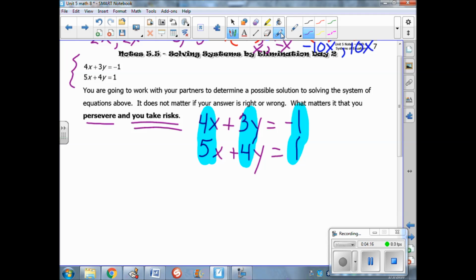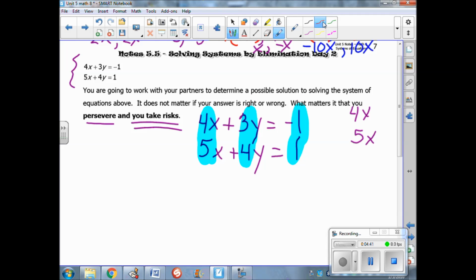So I think I'm going to make a decision, and I'm going to say, let's get rid of the x's. You can decide to get rid of the x's or the y's. It doesn't matter. Here's some choice. So I'm going to choose to try to get rid of the x's. So I'm over on the side, I'm going to write my 2 x's. So I've got to force the opposites to happen.